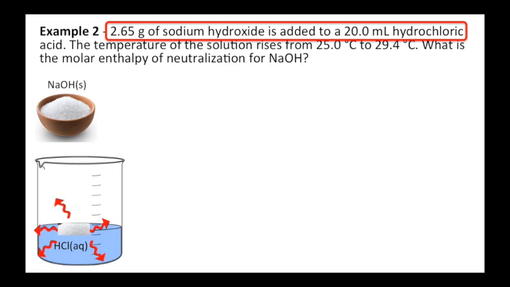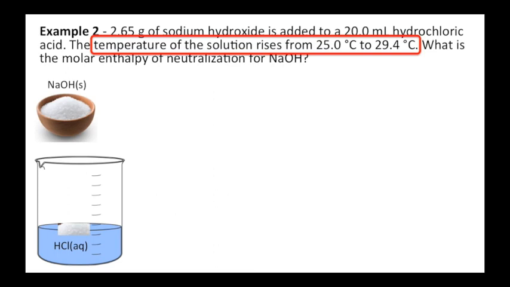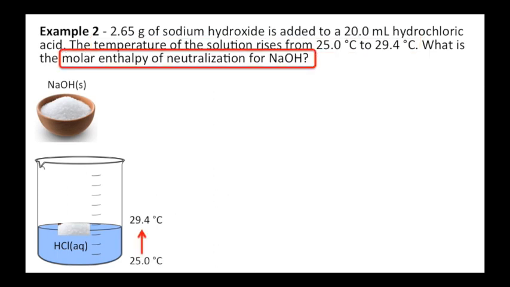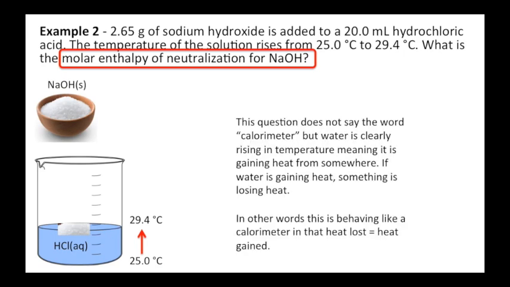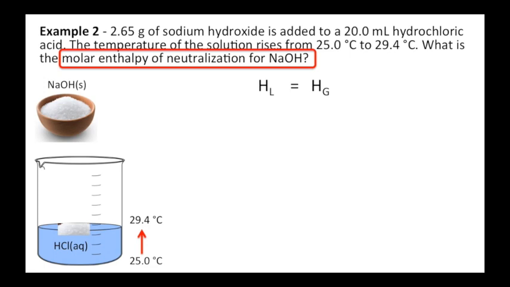Heat is given off because we know the water went from 25 to 29.4. Now, what is the molar enthalpy of neutralization? The question does not say the word calorimeter, but water is clearly rising in temperature, meaning it's gaining heat from somewhere. If water is gaining heat, something's losing heat. In other words, this is behaving like a calorimeter in that heat lost equals heat gained. So heat lost equals heat gained.